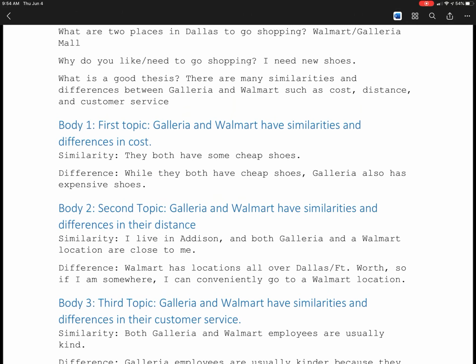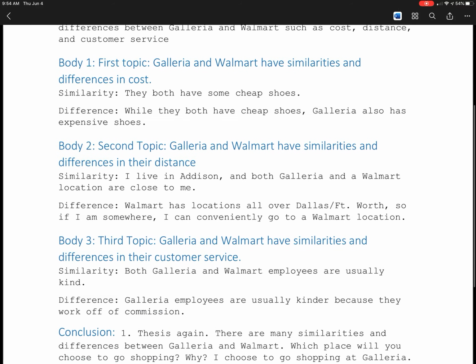So as an overall, just remember, in the introduction, we'll say what we are comparing, why we are comparing, and then a thesis. Then three separate topics like cost, distance, customer service, and at least one similarity and difference in each. And then in my conclusion, thesis again, we'll make a choice here, and then we'll say why.